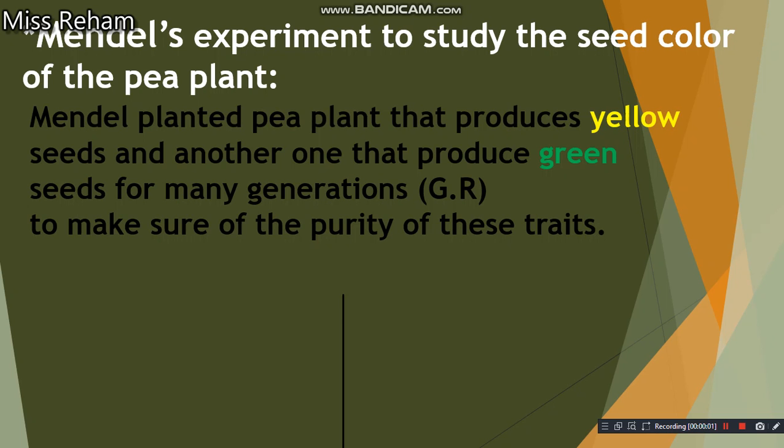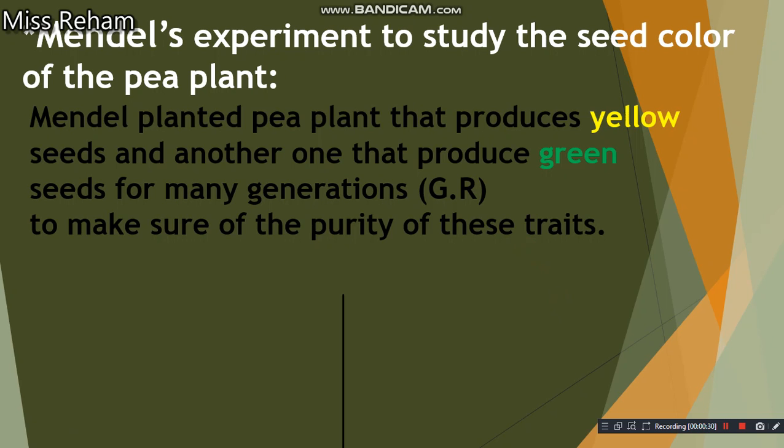And now, Mendel did an experiment to study the transmission of hereditary traits from one generation to another in pea plants. Okay? Mendel planted pea plants that produce yellow seeds and another one that produce green seeds for many generations.